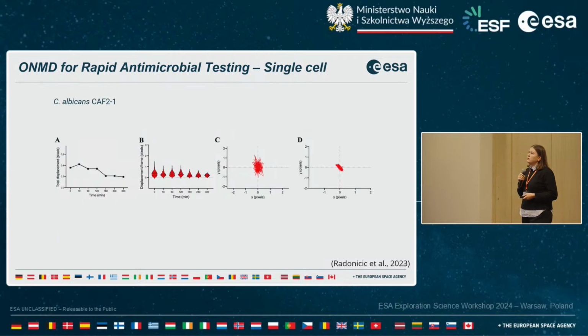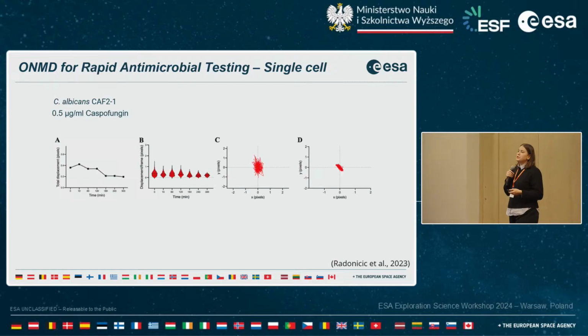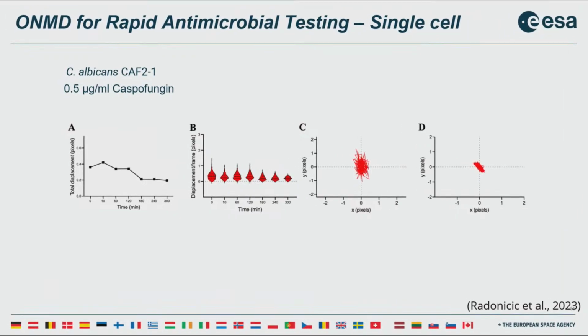And finally, I'm going to show you also this way to represent it. We have the total displacement per movie, per time point of a single cell, and we can see that actually it's not a straight line down, it can go up and down. But yeah, it's a nice way to represent single cell data.